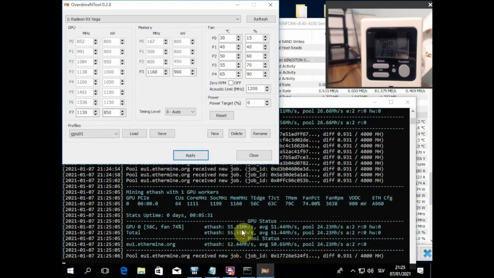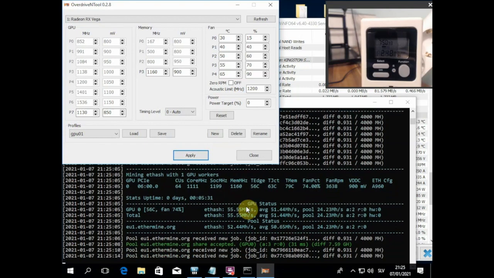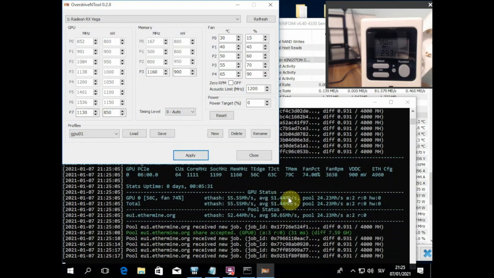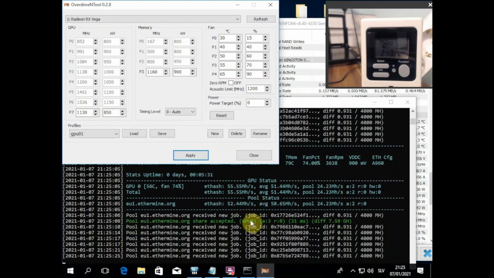Okay, 55.5. This is looking nice. We are still okay. We are still mining. Let's see what kind of hash rates we can get. I think it will go even higher. I think 56 is possible.